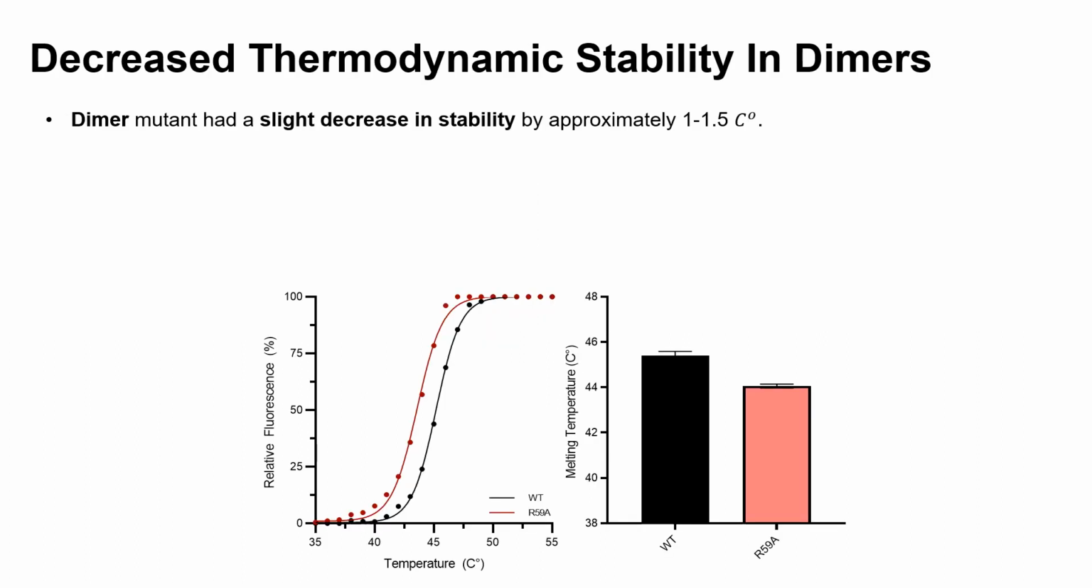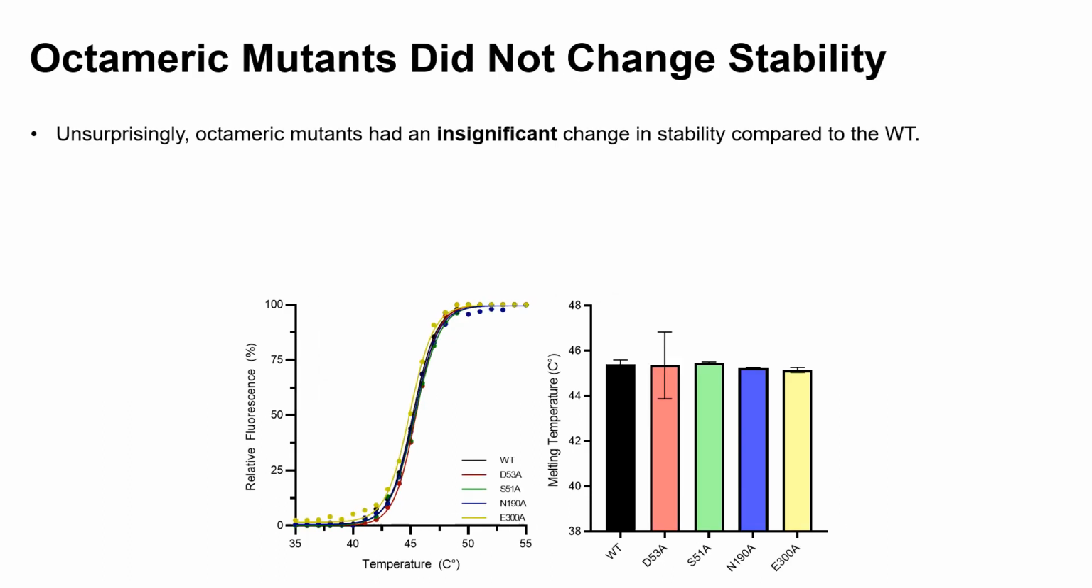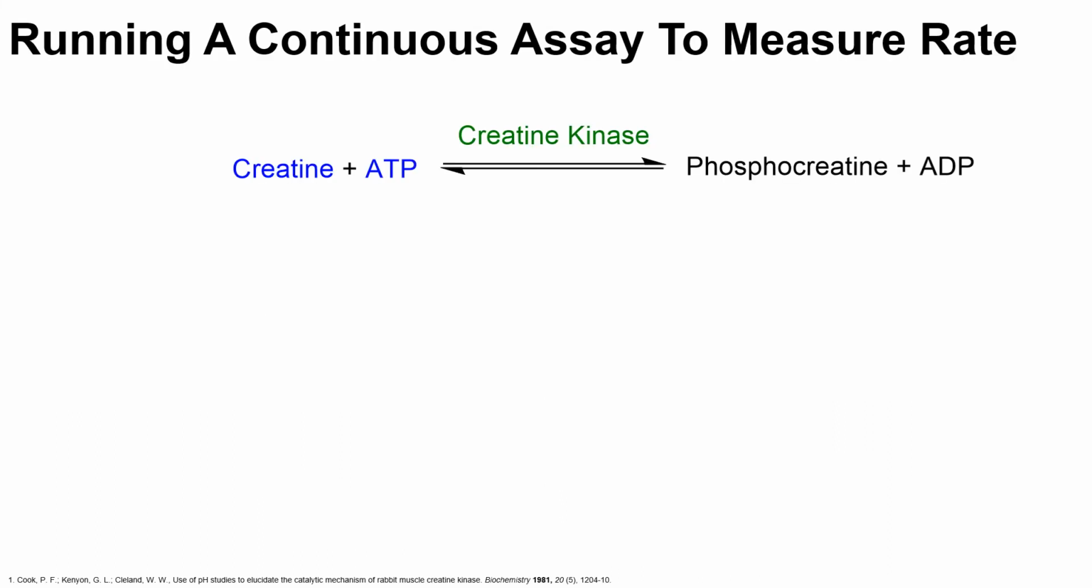Comparing the thermodynamic stability of the dimer to the octameric wild type, the dimer mutant had a slight decrease in stability by approximately 1 to 1.5 degrees Celsius, much less compared to the thermodynamic stability decrease found in the monomers. Finally, finding the melting points of the mutants with no change in the oligomeric state showed no change in the thermodynamic stability either. It would also be interesting to compare the catalytic properties of each oligomer.